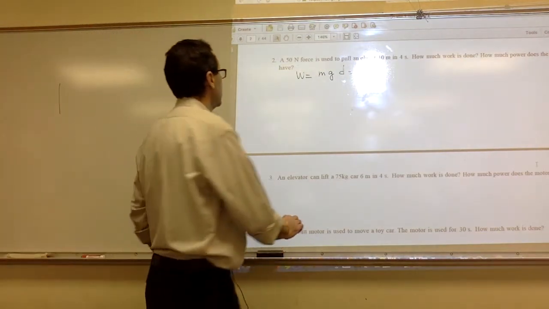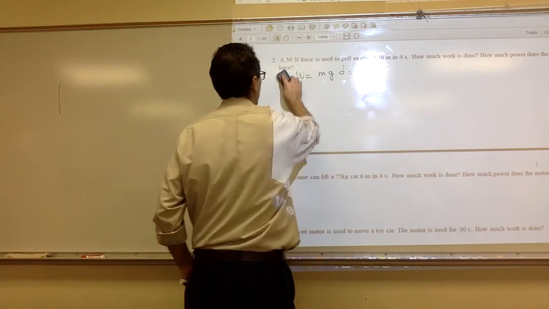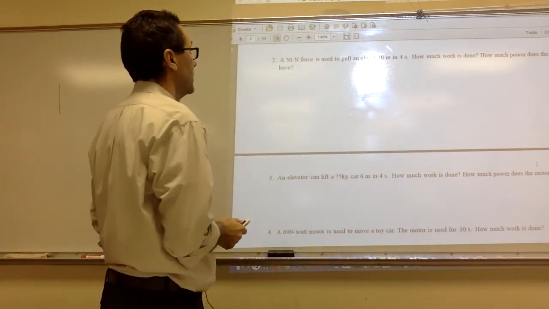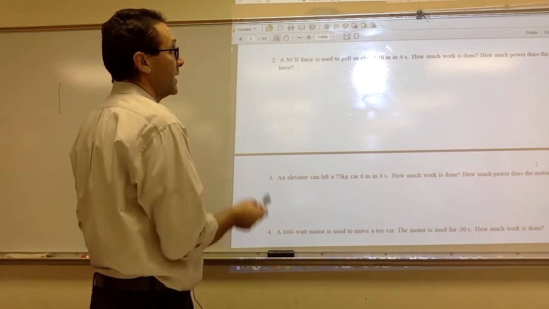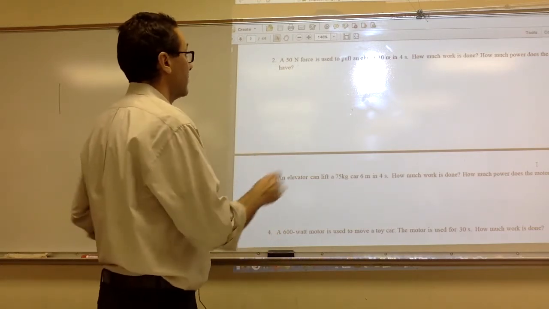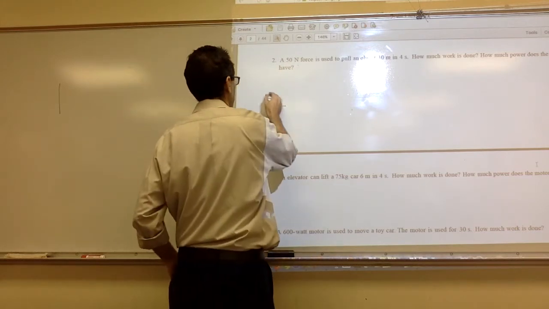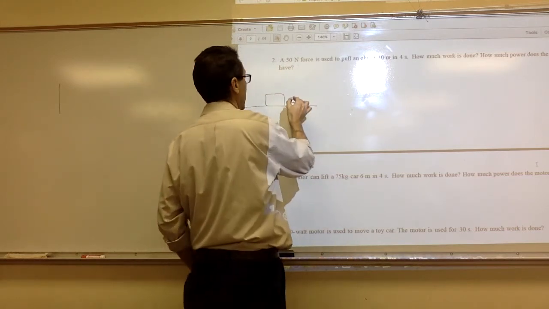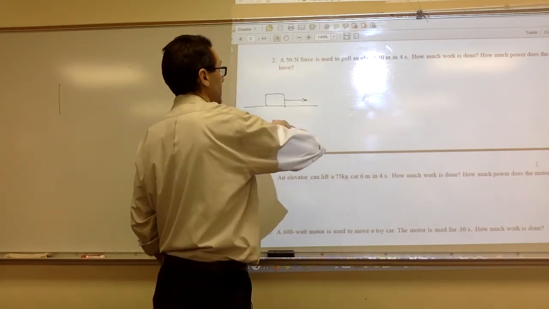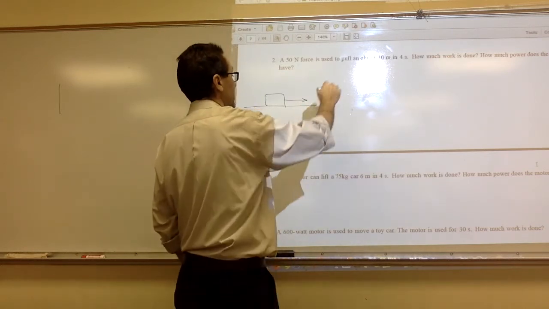All right, number 2. A 15 Newton force is used to pull an object 30 meters in 4 seconds. You're not lifting it up, so there's no gravity involved here. You're just pulling it on a flat surface, and they don't talk about any angle, so assuming that we're pulling it parallel to the surface, how much work is done?